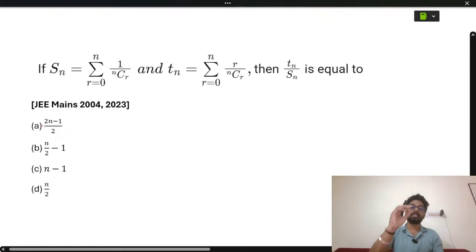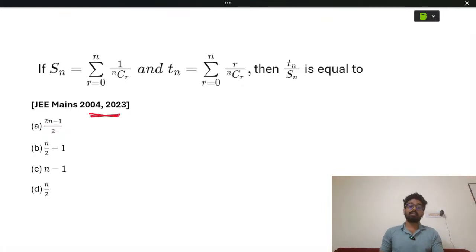Now this question, you will be mesmerized. This question was repeatedly asked in 2004 and 2023. Those who say that questions do not repeat in JEE, it's a lie. I have seen multiple times that a question is repeated as it is. Okay, a slight change.